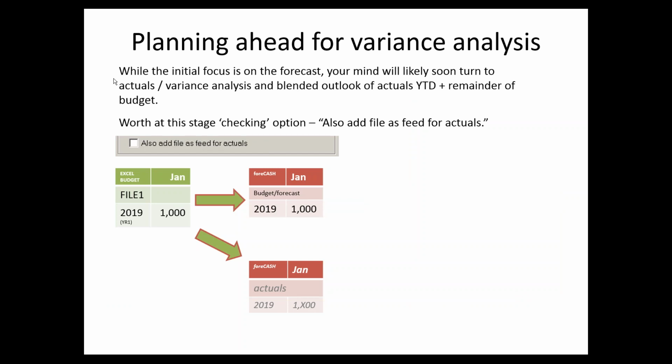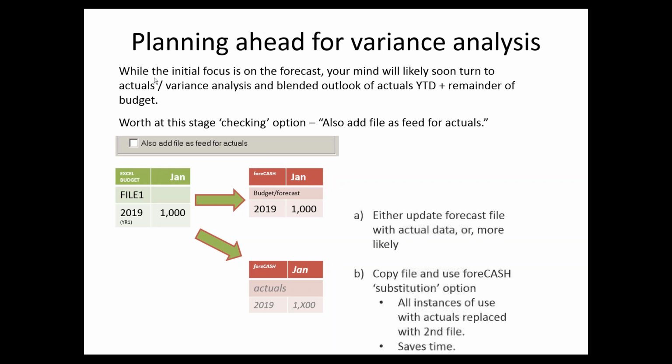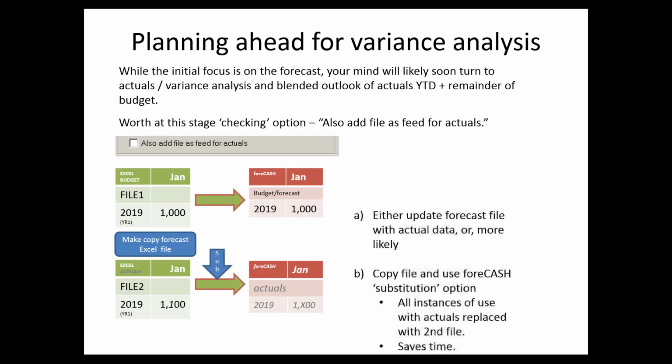it's worth considering whether you will want to get your actual figures into foreCASH. Say, for example, your data source was your management accounts pack or was a sales sheet which would be updated during the year. It's worth checking the box in the wizard reading also add file as feed for actuals. As you go through the year, you could update the initial data source with actual figures, or more usefully, you can copy the file and then use foreCASH's feed substitution feature to replace all uses of the file within actuals with the second file.